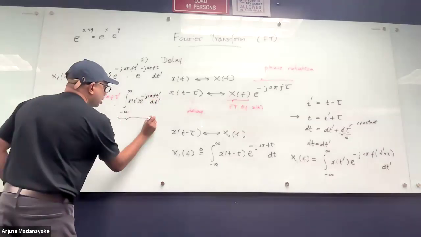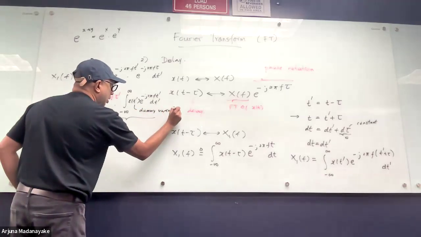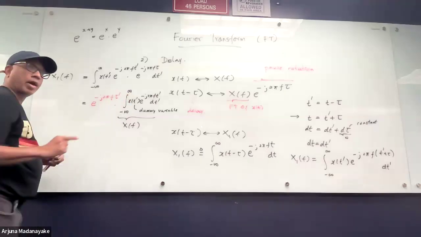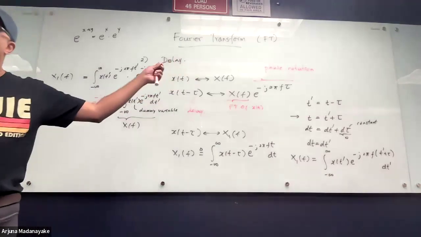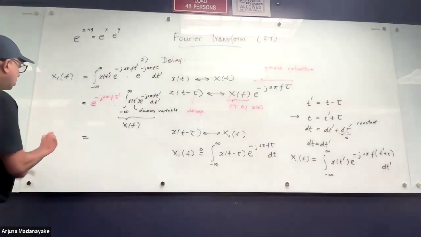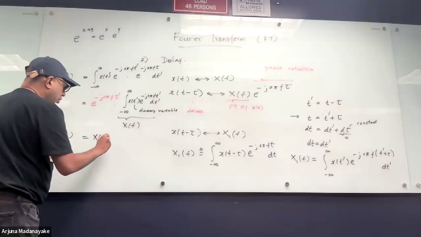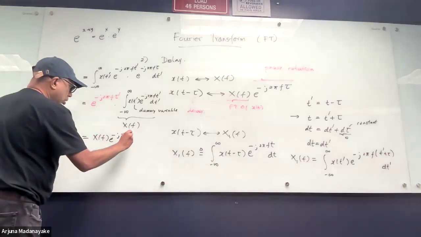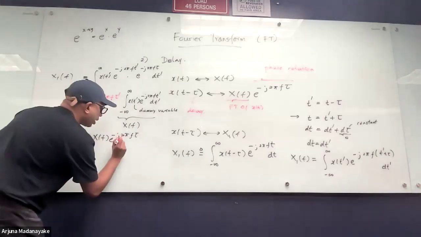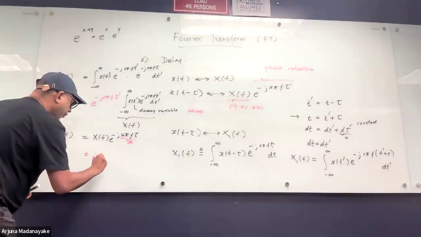Think of this as a dummy variable. This is by definition X of f, because the limits go from minus infinity to infinity, right? So whether it's t dash or t, it doesn't matter. It goes all the way out to infinity. So this is the X1 of f that we are looking for. It is equal to X of f times e to the minus j 2 pi f tau. So I can write this part as an angle theta.